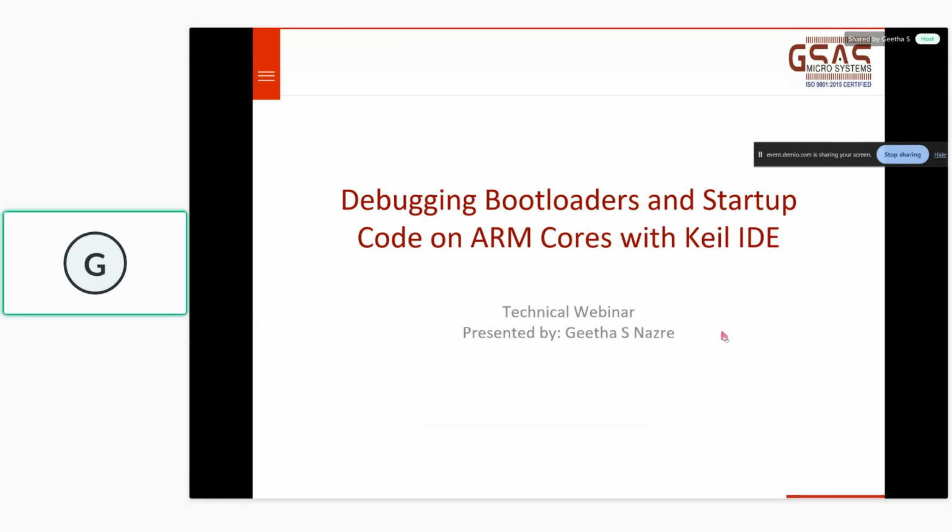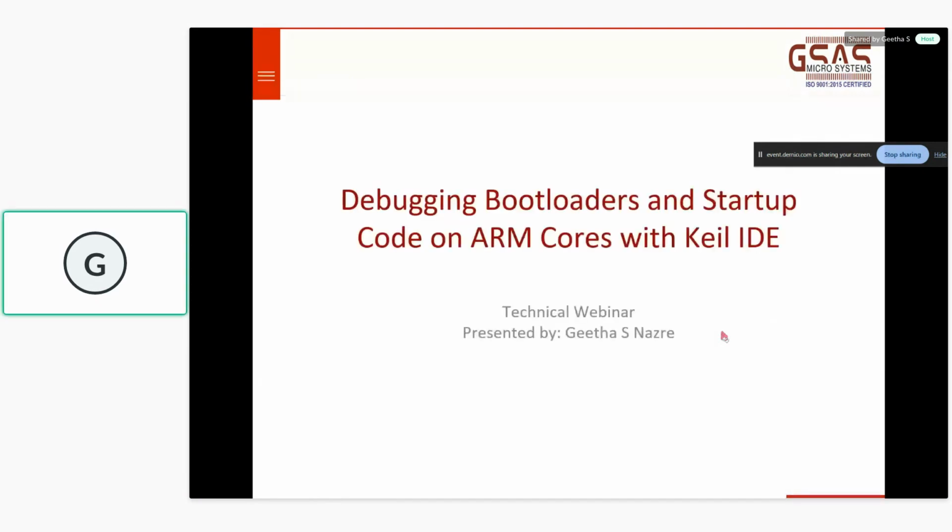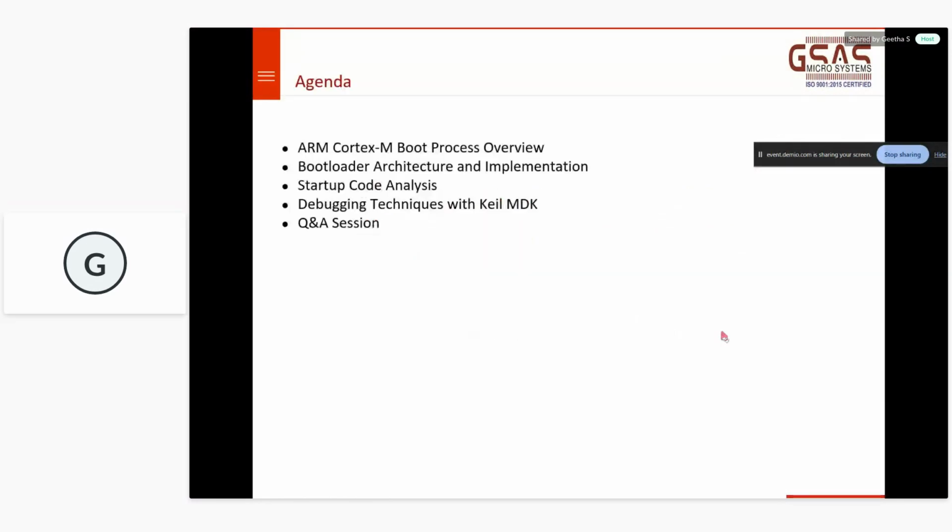Basically the startup code is what we have to modify, and this is where the startup code will guide the processor on how it has to start execution, how the processor flow should be. I am showing this with the Keil IDE, but this concept remains the same irrespective of any IDE you use. So the agenda will be the ARM Cortex-M boot process overview, bootloader architecture and implementation.